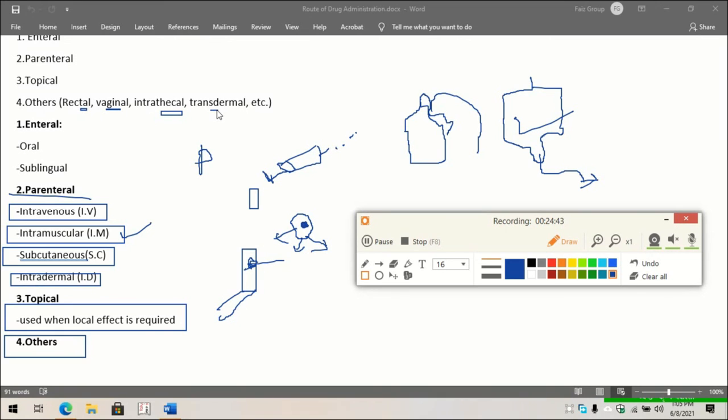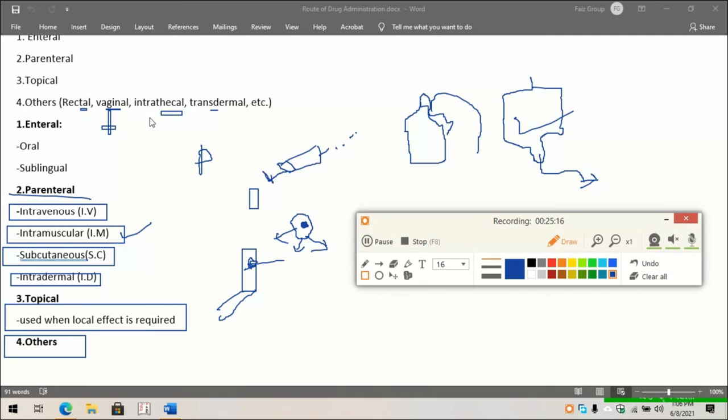Rectal absorption is often erratic, that is, not a predictable way of absorption, and incomplete. And many drugs irritate the rectal mucosa. Rectally, we give enemas or suppositories, such as paracetamol suppositories. Now let's move to the vaginal. Pessaries are given vaginally, which are suppositories.